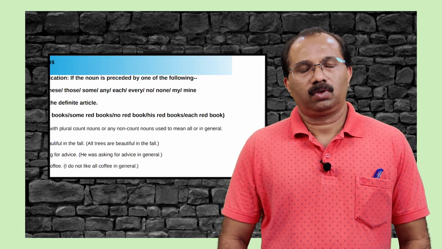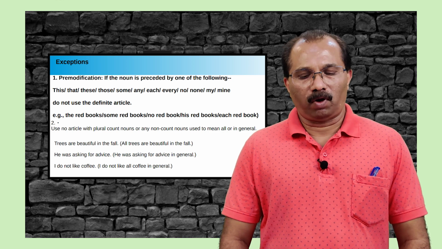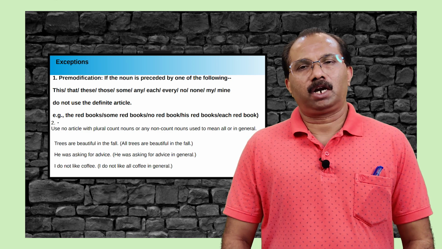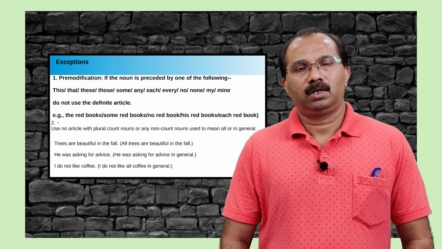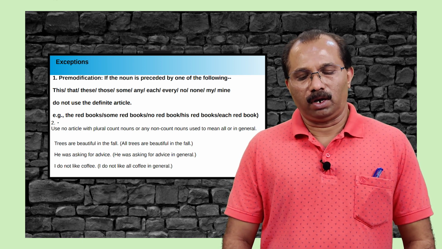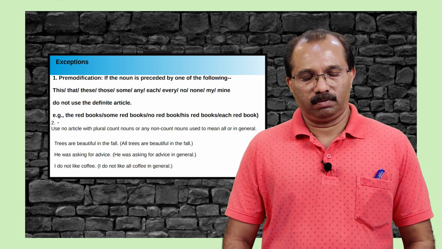Now there are some exceptions we have to be very careful about. One is that if there are pre-modifications. You know what a pre-modification means? If a noun is modified by, or preceded by, any of the following, for example, this, that, these, those, some, any, each, every, none, etc., we do not use a definite article.